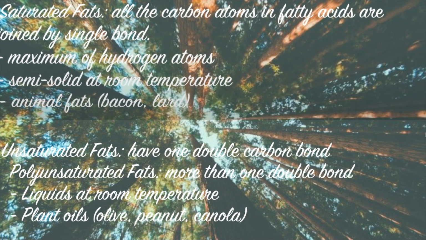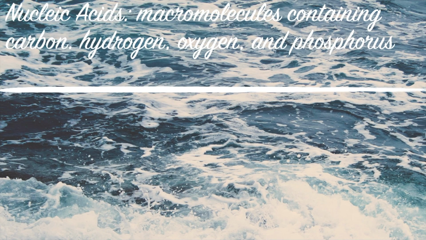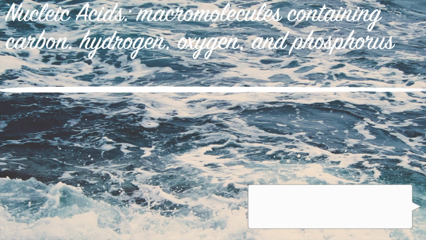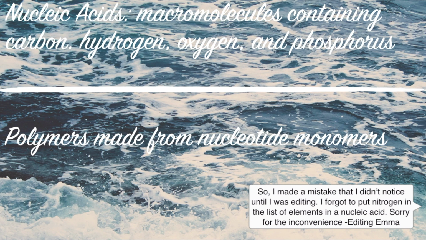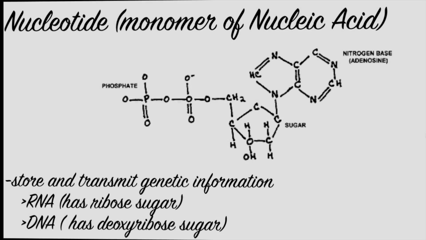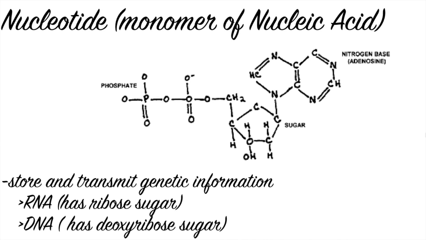Moving on, I'm now going to talk about nucleic acids briefly. Nucleic acids are macromolecules containing carbon, hydrogen, oxygen, nitrogen, and phosphorus. These polymers are made from nucleotide monomers. Nucleotides are made from 5 carbon sugar phosphate groups and nitrogen-containing bases. Nucleotides join by covalent bonds to form polynucleotides, otherwise known as nucleic acids.